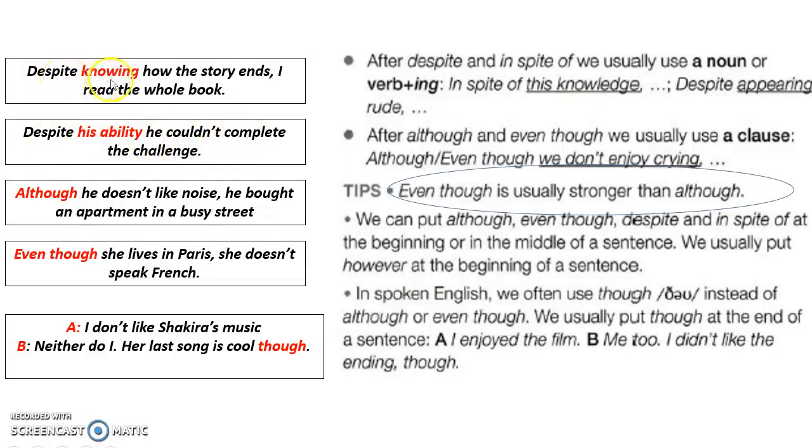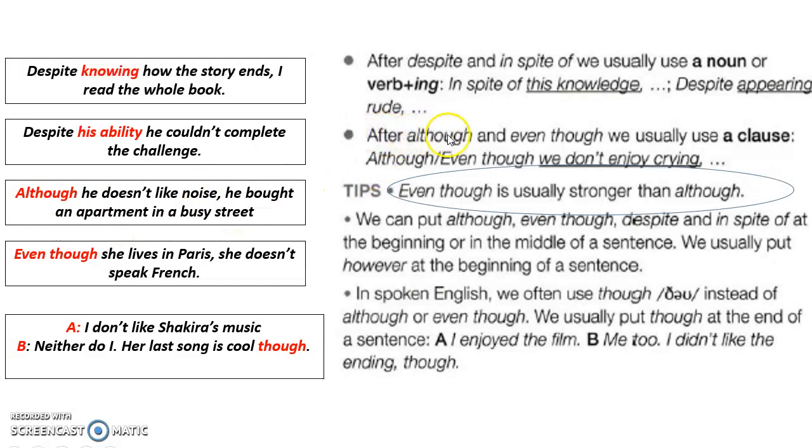And here we can also use after despite a verb plus ing. Despite knowing how the story ends, I read the whole book, which is the example that I had given you previously. You see how the verb here is used with ing. So whenever you use a verb after despite, you have to add ing. Make sure you do that. Okay. Look at the example that the book provides here. Despite appearing rude, etc. Right? Appearing. The verb includes ing.